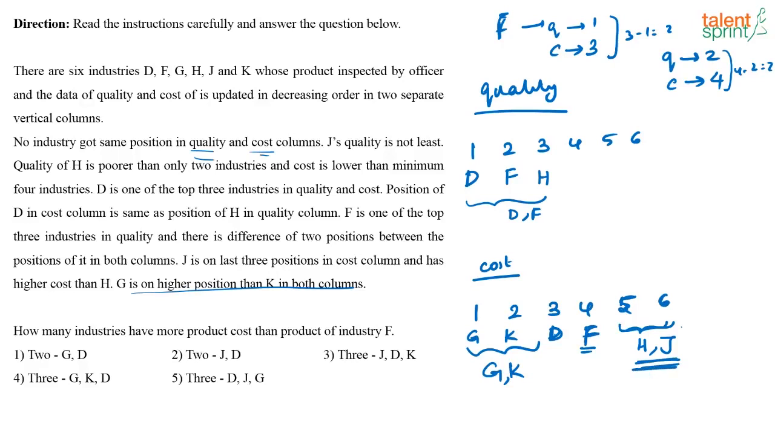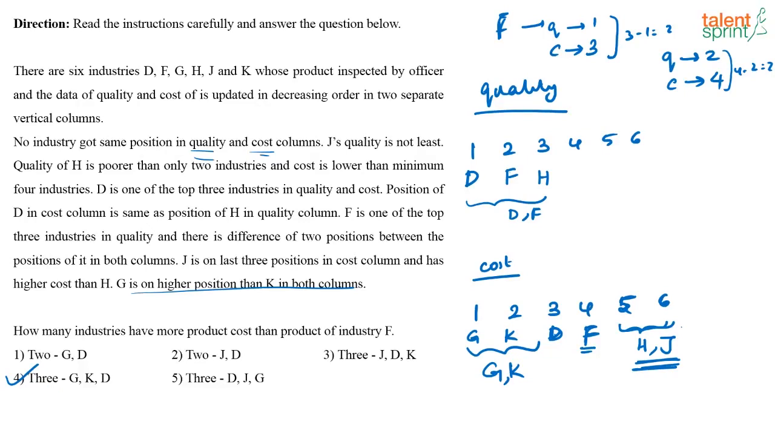So what is the question? How many industries have more product cost than F? So the industries which have more cost than F are G, K and D. So there are 3 industries, G, K and D, which has more product cost than F. Option 4, that is 3.